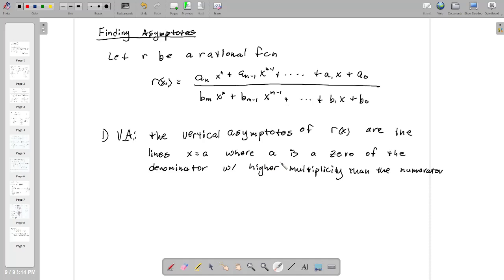As I said before, all vertical asymptotes will occur at a zero in the denominator, but not all zeros in the denominator will yield a vertical asymptote.